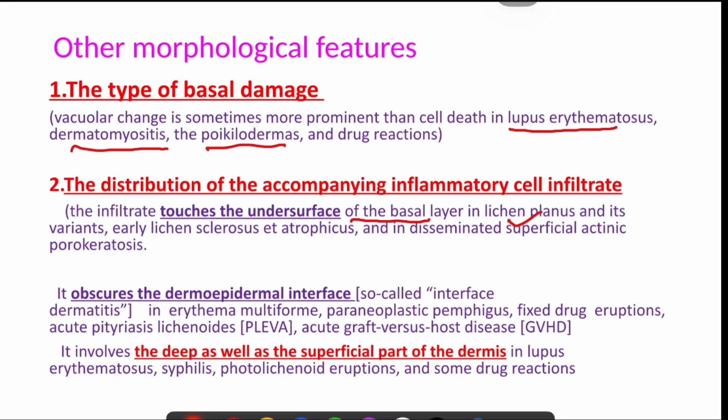Suppose it obscures the junction. So this is called interface dermatitis, like in erythema multiforme, paraneoplastic pemphigus, fixed drug eruptions, PLEVA or graft versus host disease. And if it involves the deep as well as superficial part of the dermis, then it is lupus erythematosus, syphilis, photolichenoid eruption and drug reaction.